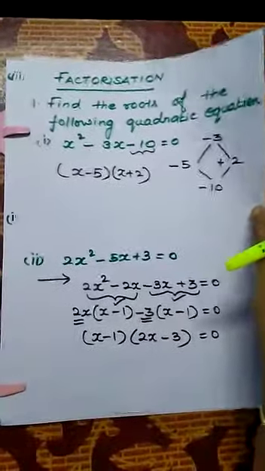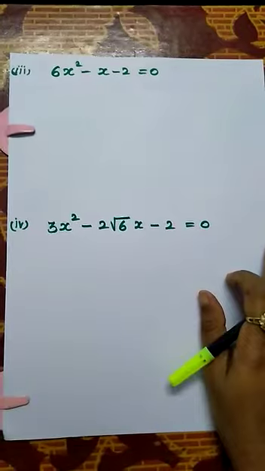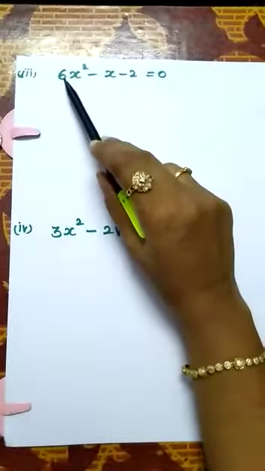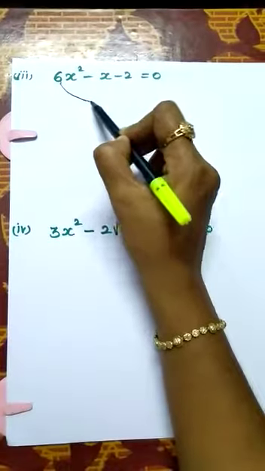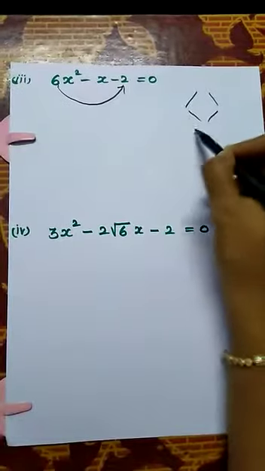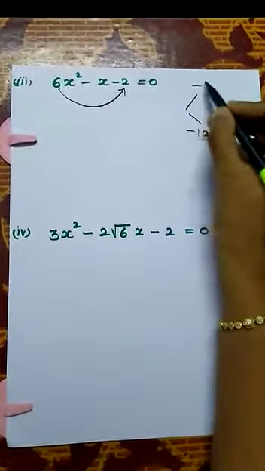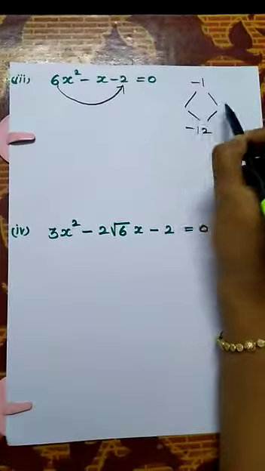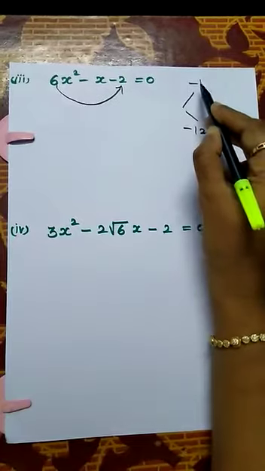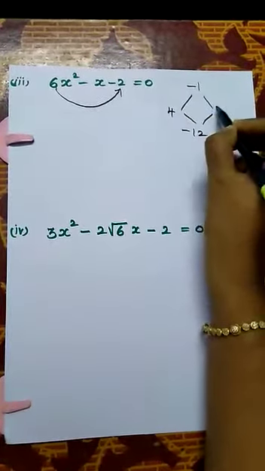Okay. The next problem, 6x square minus x minus 2 is equal to 0. We have to use the coefficient of x square value. So we have to multiply that value with the constant term. So what is the product of the factors? That is minus 12. The middle value, the coefficient of x, is the sum of the factors. So the product of the values is minus 12 and the sum of the values is minus 1. So choose two numbers. One number is 4, another number is 3.